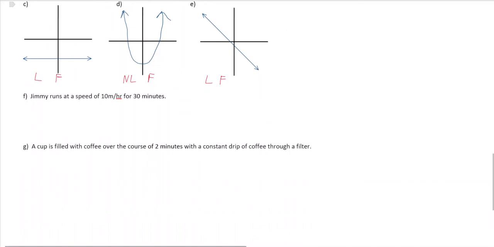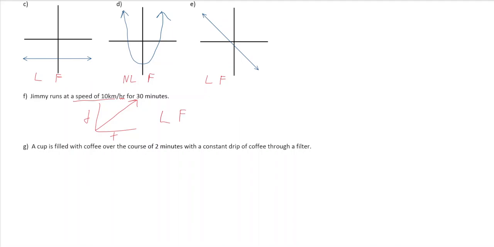Okay, looking at these last two here, Jimmy runs at a speed of 10 meters per hour. I meant to write kilometers. I mean, it's true either way, but 10 meters per hour is very slow. He's a slow turtle. Anyways, 10 kilometers per hour for 30 minutes. It's clearly a constant speed. So if you do a displacement versus time graph, it's a straight line. So it is linear and it is a function. Actually, I'm going to write that. Linear and is a function.